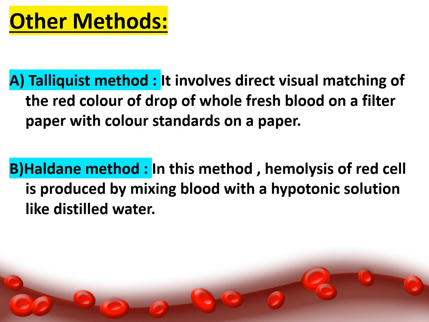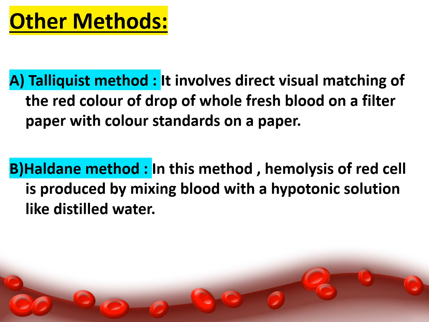Now we will see a few other methods through which estimation of hemoglobin can also be done. First one is Tallqvist method. It involves direct visual matching of the red color of a drop of blood on filter paper with a color standard on paper. Second one, Haldane's method.